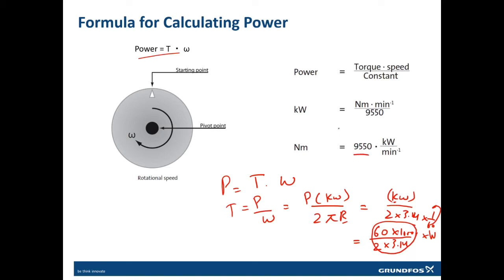So if you want to generate how much Newton meter power is generating out of the kilowatt, for example a 5.5 kilowatt motor, how much torque will be generated by this motor, you just multiply this 5.5 kilowatt with 9550. This much Newton meter power will be generated by this motor. But do you really need to calculate this every time?